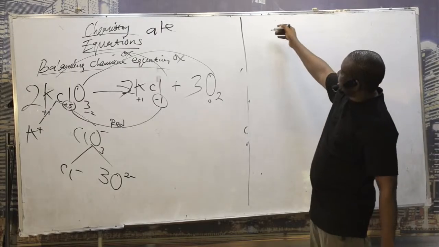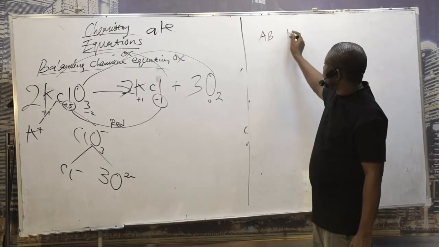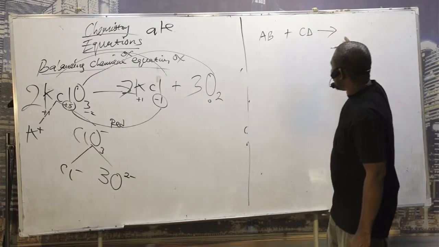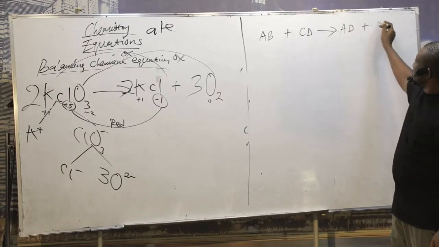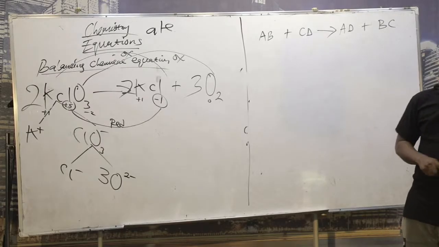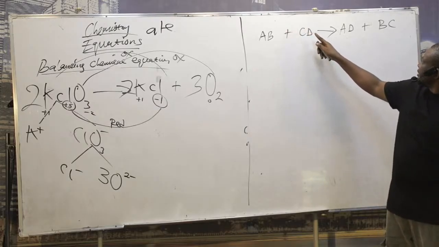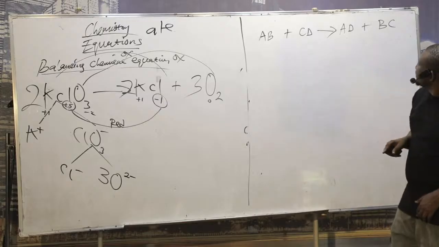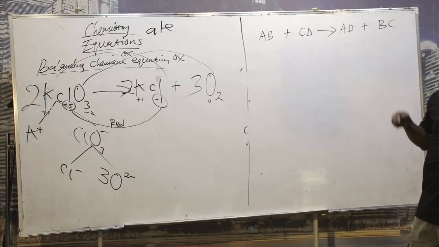In double displacement reaction, you see something like this: compound AB versus compound CD. But over here, you will see AD plus BC. This will happen here. A displaces C and picks D. At the same time, B displaces D to form BC.